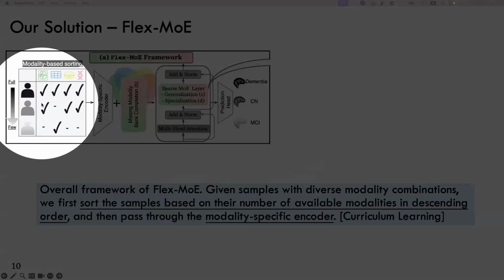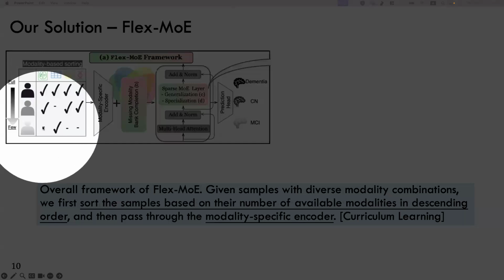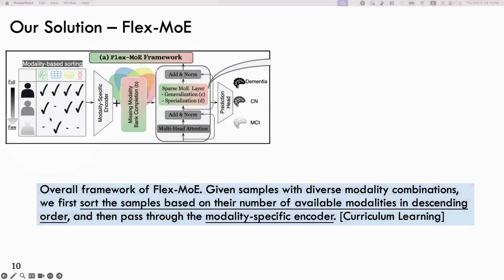Later on, we will learn the group of patients with 1 modality missing, having 3 other modalities. And gradually, we will learn patients with only 1 modality of information. We think it's more challenging, more hard.